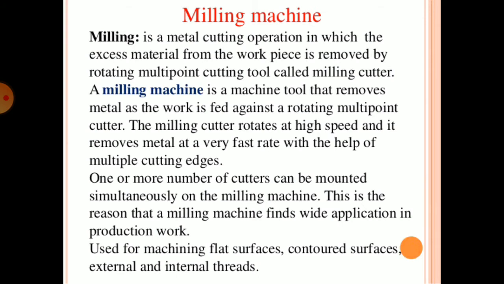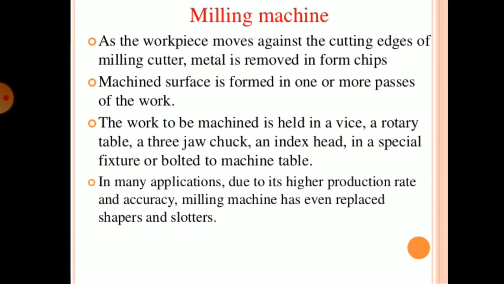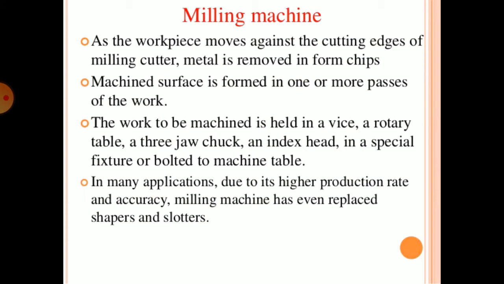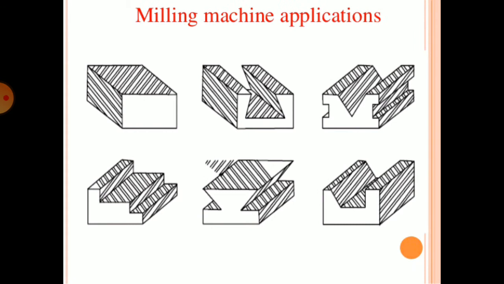Milling machine is a metal cutting operation in which the excess material from the workpiece is removed by a rotating multi-point cutting tool called milling cutter. A milling machine is a machine tool that removes metal as the work is fed against the rotating multi-point cutter. Milling machine is continuous in many applications due to its higher production rate and accuracy. Milling machine has even replaced shapers and slotters. This is the application of milling machine. This type of workpieces can be generated with the help of the milling.